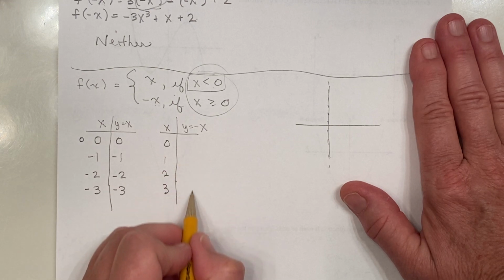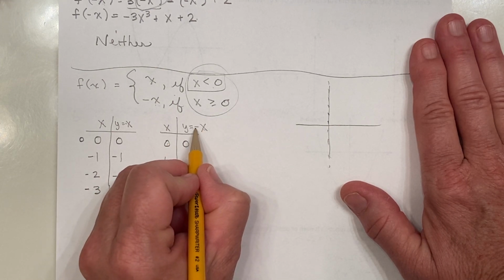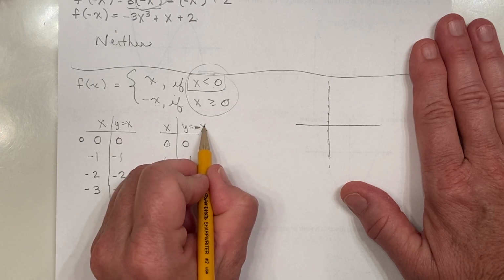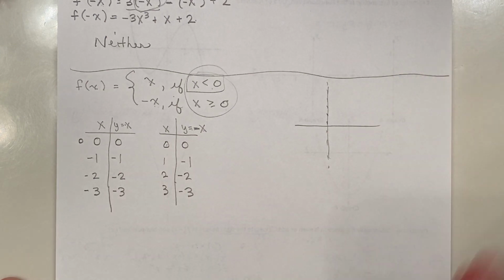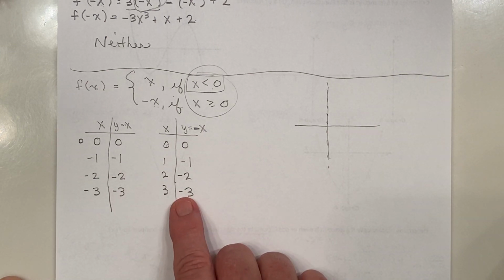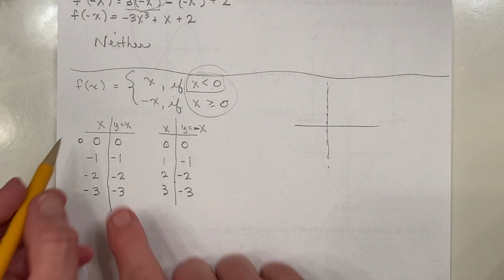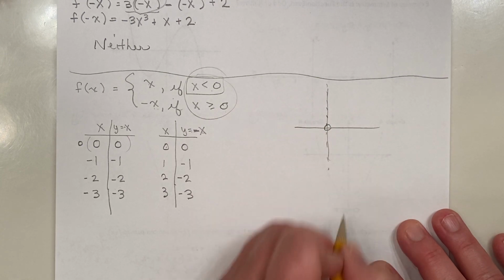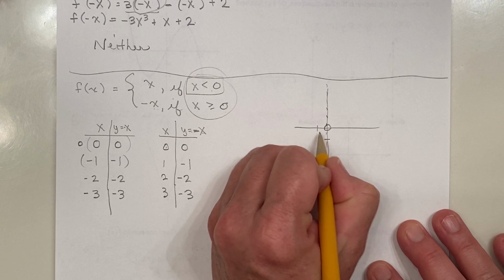Now let's go ahead and populate this column. Plug in 0, opposite of 0 is still 0. Plug in 1, the opposite of 1 is -1. Plug in 2, the opposite of 2 is -2. And then we just populate with -3. Now let's come over here and put these pieces on the grid. So I've got the ordered pair 0, 0, but it's an open circle. Then I want to plot -1, -1, so left 1, down 1, filled in circle.